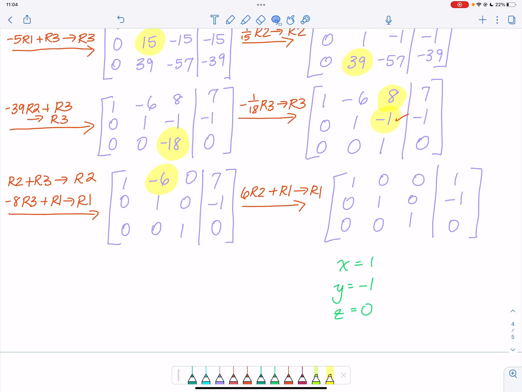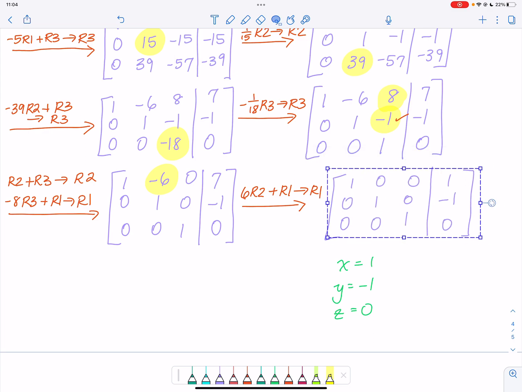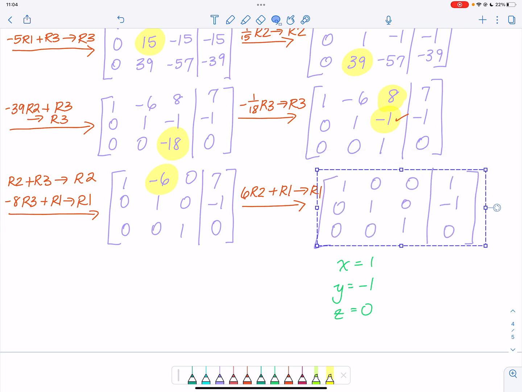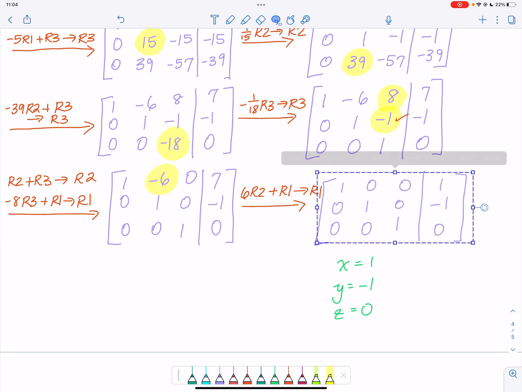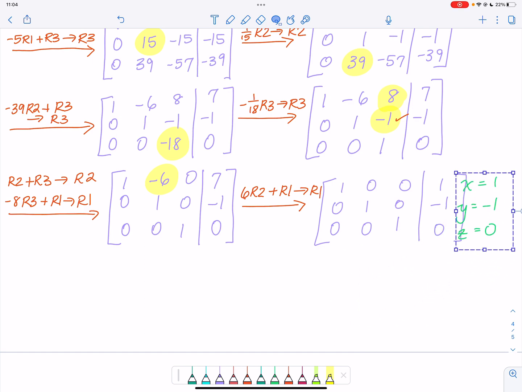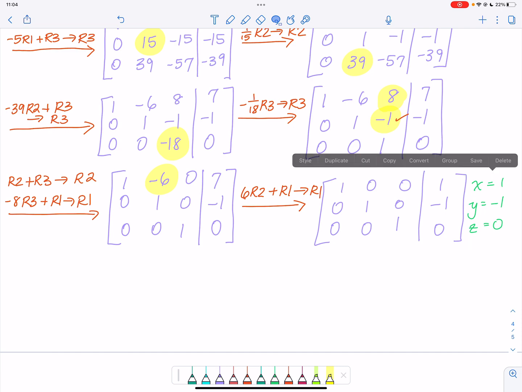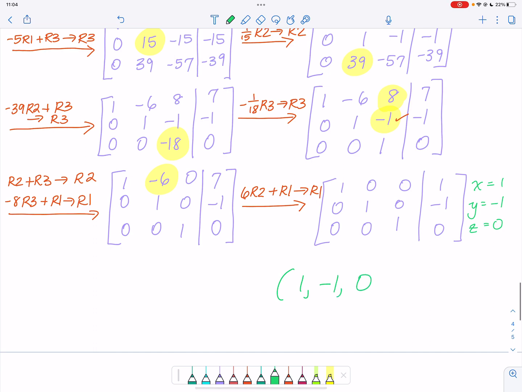I wonder if I could make this a little bit narrower. Just trying to bring it in a bit so that I could put these to the right like that. So this solution is 1, -1, 0.